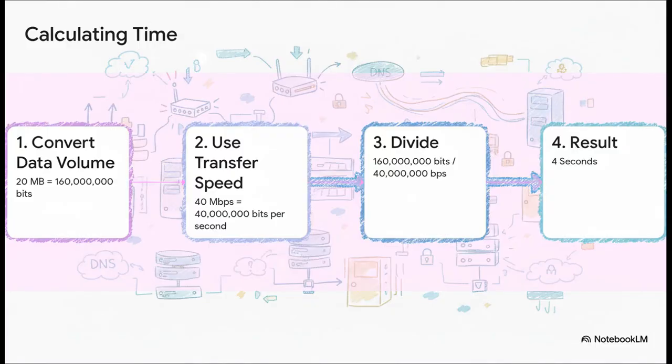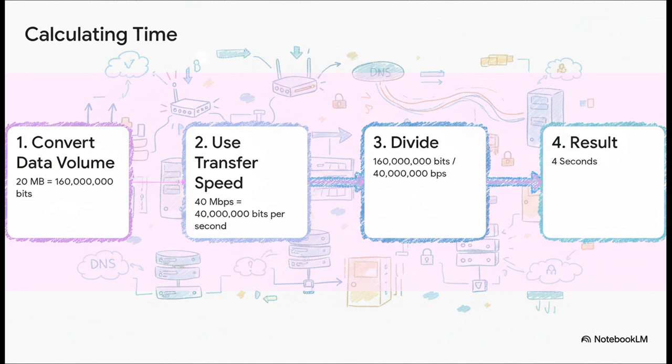Let's make this totally real. Say you're downloading a 20 megabyte photo and your connection is 40 megabits per second. First, we have to convert the file size into bits. That's a whopping 160 million. Then we just divide that by our speed, which is 40 million bits every second. And the result? 4 seconds. That is it. Just 4 seconds to move 160 million tiny pieces of information across the planet to your screen.